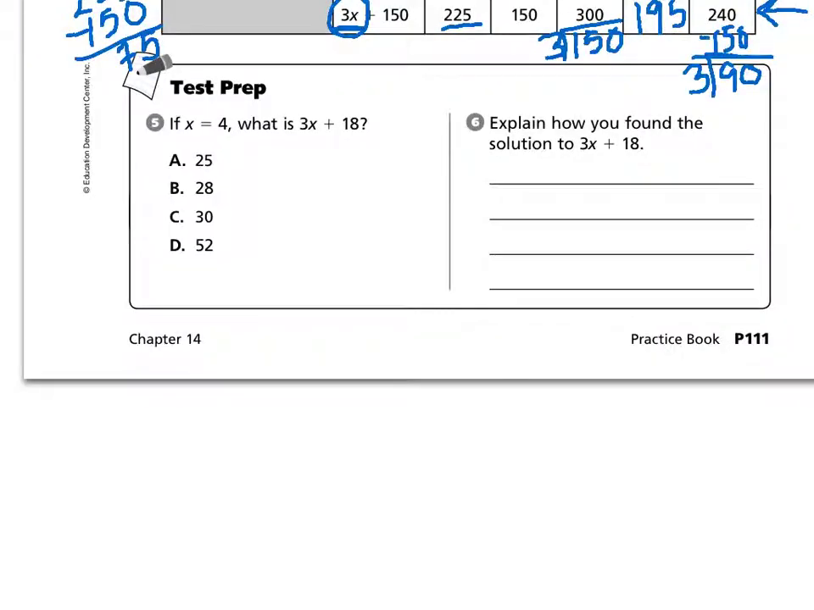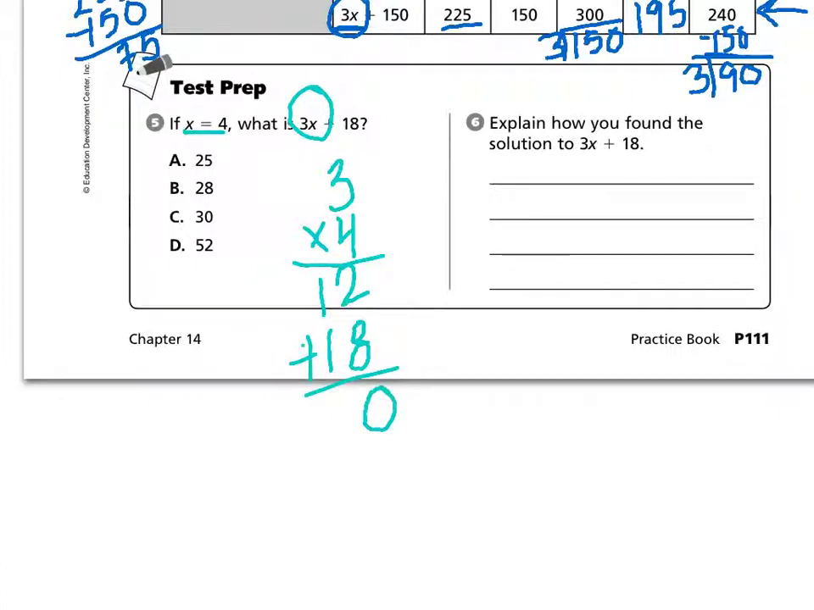Let's move on to test prep. Number 5, if x equals 4, what is 3x plus 18? So remember to plug and chug. So you would do 3 times 4 since you have the 3x, and you would get 12. And then you're going to add 18 to that. You would get 2 plus 8, which is going to be 10. Carry the 1, which is 30 altogether.